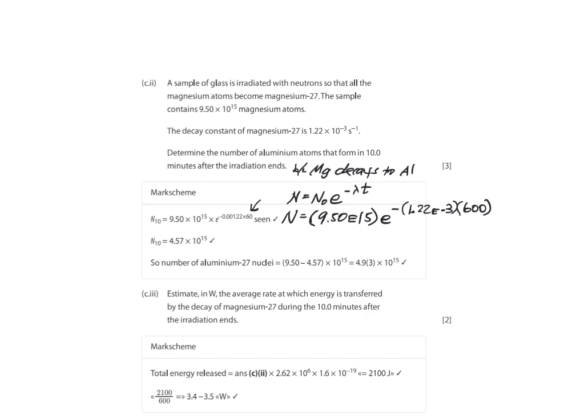So let's see what we get. Yeah, that's a typo in the mark scheme because the answer is correct. 4.57 times 10 to the 15, that's what I got. But be careful, they asked for the aluminum, not the magnesium. So that's how much magnesium is left. So it's the difference between the starting magnesium and the end magnesium that became the aluminum atoms. So the answer is not 4.57 times 10 to the 15, it's 9.5 times 10 to the 15 minus that number. So be careful when you're answering that question.